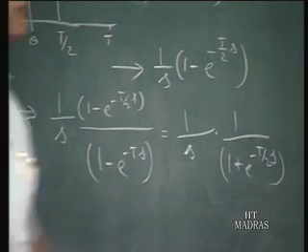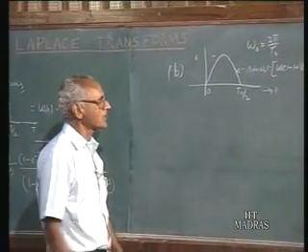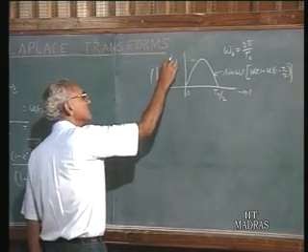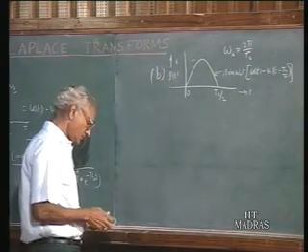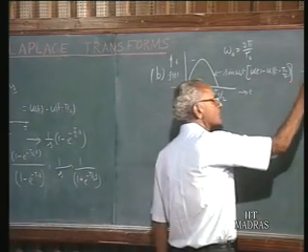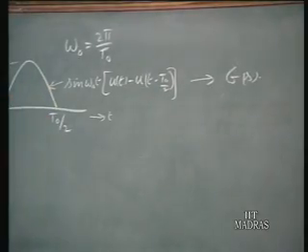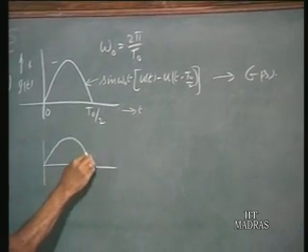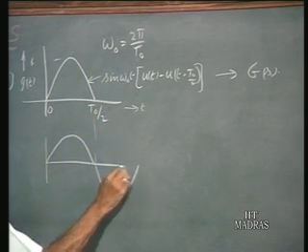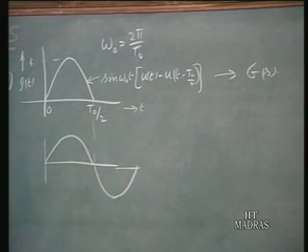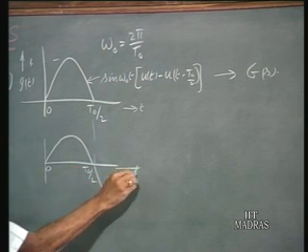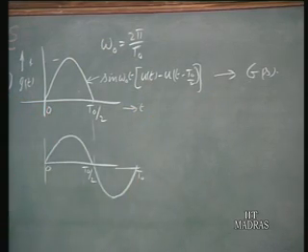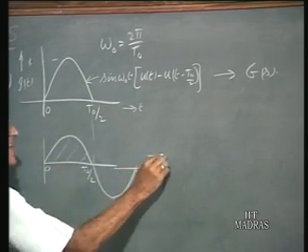Now, when you go to B, we have derived this in a different fashion, but now I would like to derive it using the property of the periodic function. Suppose I call this g of t. Then let me say that this has a Laplace transform G of s. Now, suppose I extend this like this. I complete the sine function for one complete period. If this had a Laplace transform G of s, what would be the Laplace transform of this? This portion would have the Laplace transform G of s.